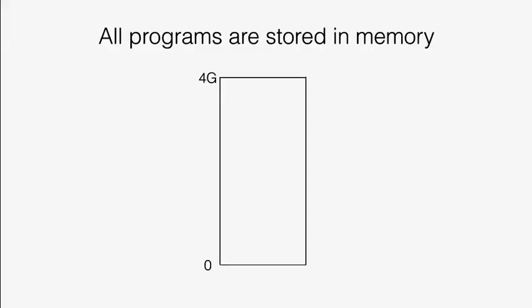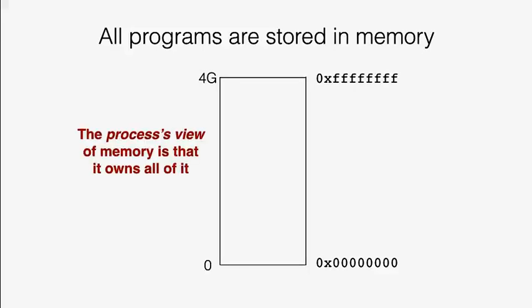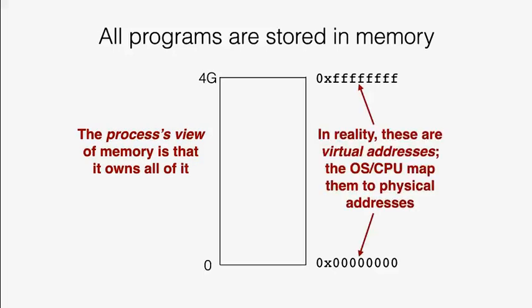All programs are stored in memory. A program, when it begins running, is called a process, and that process is given memory by the operating system in order to run. Here we depict the process's address space. At the bottom is address 0, the lowest address, and at the top is the address at 4 gigabytes, which is the highest address on a 32-bit system. The process's view of memory is that it owns all of it. As far as it can tell, it's the only program running on a system. In reality, these are virtual addresses that the operating system and processor map to actual physical addresses for the memory on the machine.